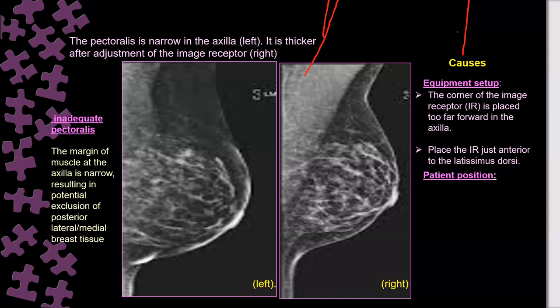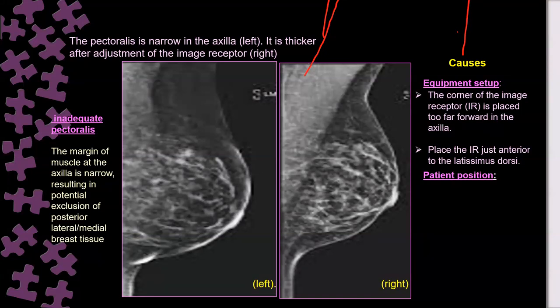Not any radiographer can do mammography. They can do any x-rays or any imaging technique, but without training, they cannot do mammography. Because just placing the image receptors with a few centimeters' difference can result in all these different images, and the impact is exclusion of some of the breast tissue that can contain cancer.